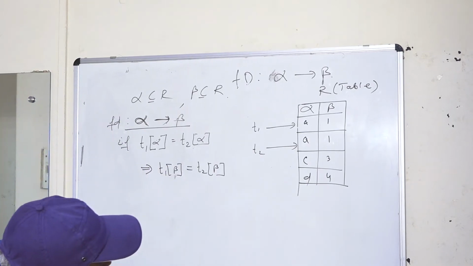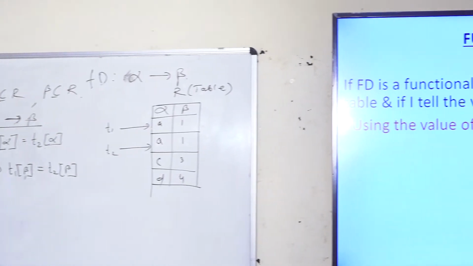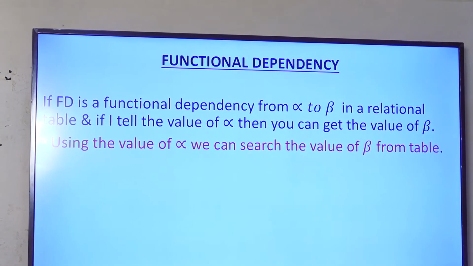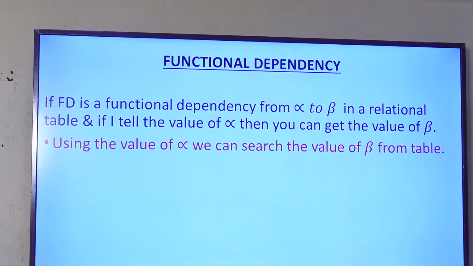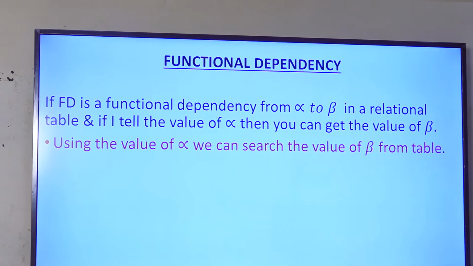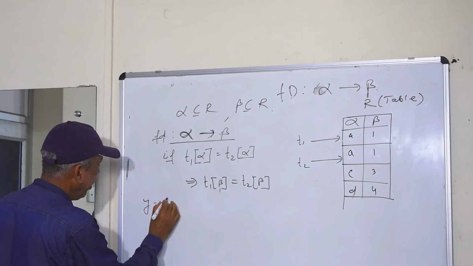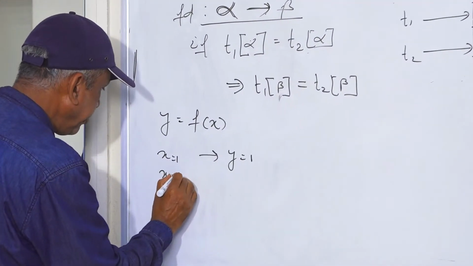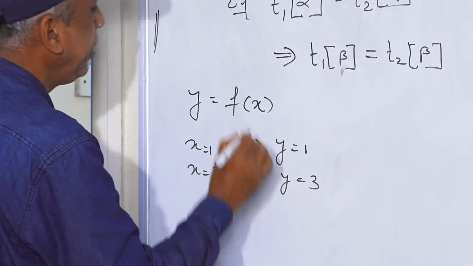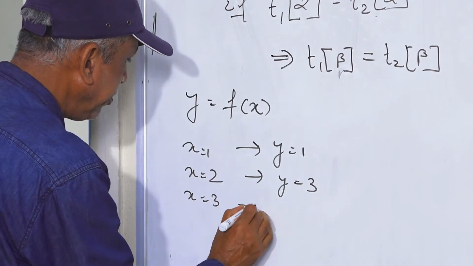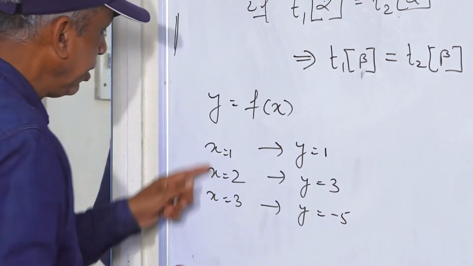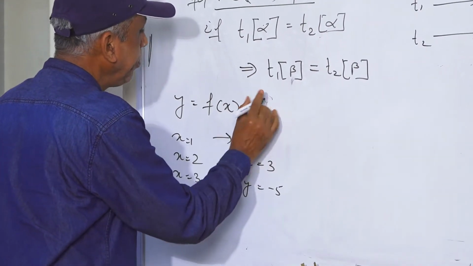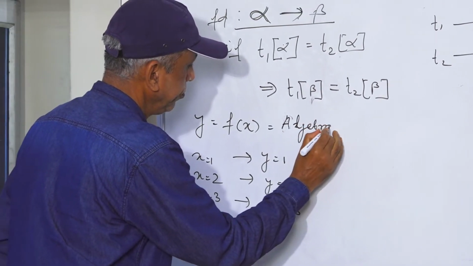Now, if FD is a functional dependency from alpha to beta in a relational table, then if I tell the value of alpha, you can get the value of beta from this. Previously in our mathematics, suppose y is a function of x, if we put the value of x, we get the value of y. If the value of x is 2, we get the value of y, let it be 3. If x is 3, then y may be 5. That is the mathematical way. From this we can simply compute any type of algebraic expression.